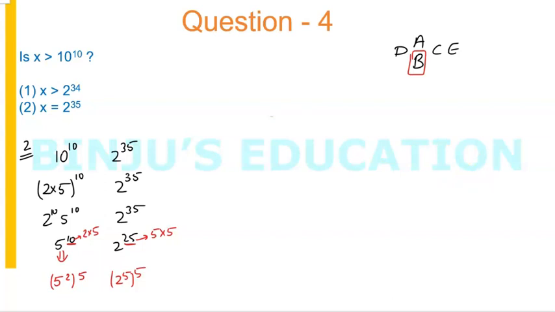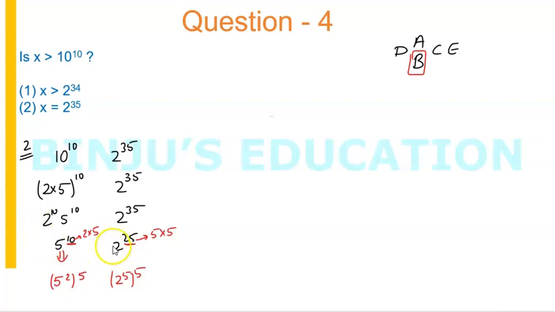If the smaller base has the bigger power, then in order to compare two exponents, you either need to make the bases equal or you need to make the powers equal. You have to do either of the two. That is required. All right.